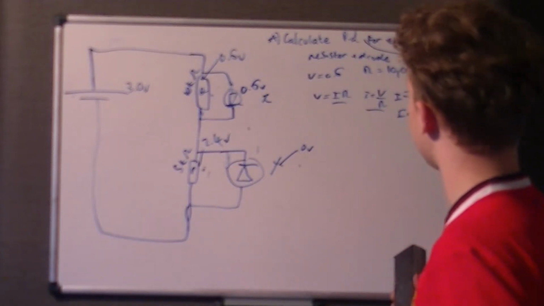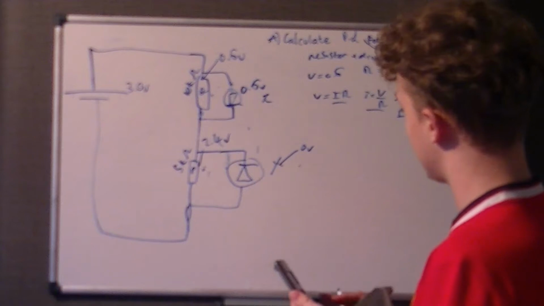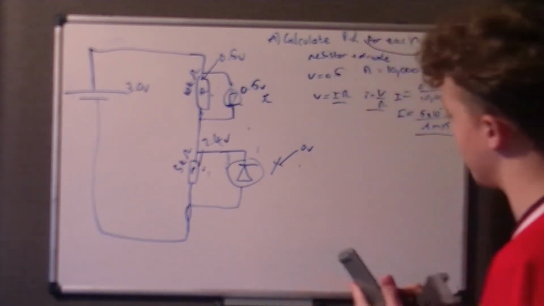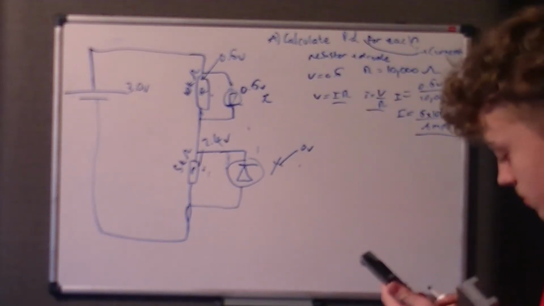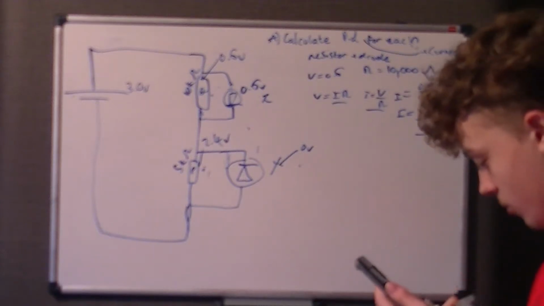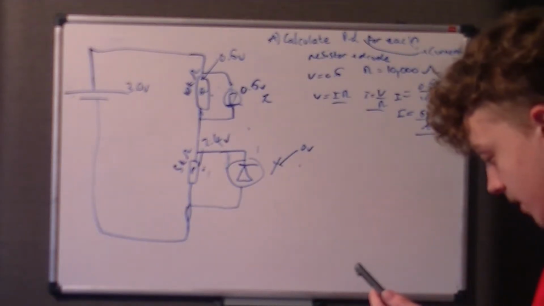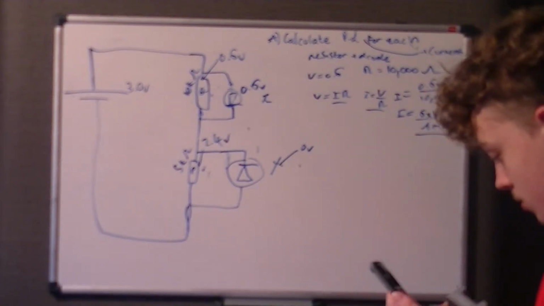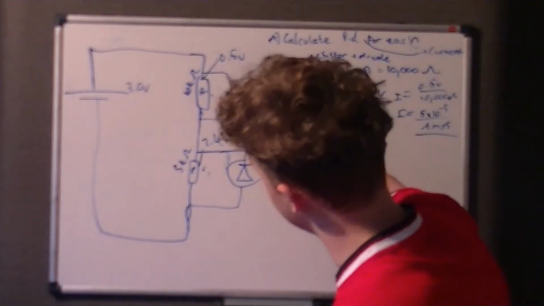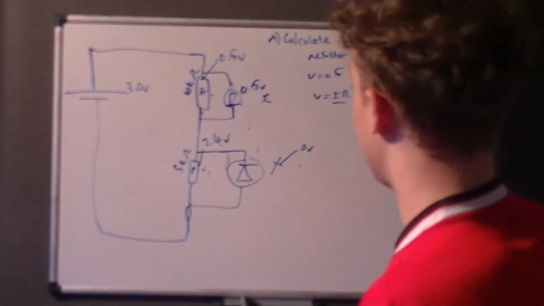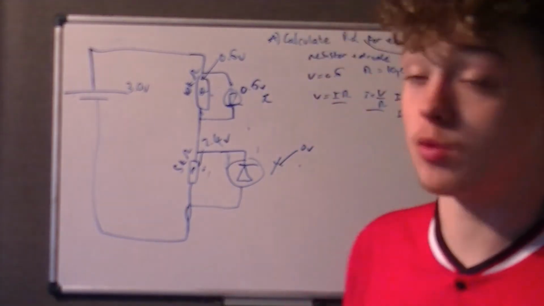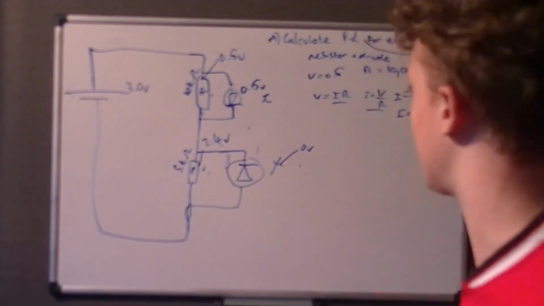Let me just check. 2.4 V over R 5. I don't think it is actually. No. Sorry. The reason why it didn't go to that value is because these are split up. The current goes through both the diode and the resistor. That's why it's asking us to calculate the current in both.